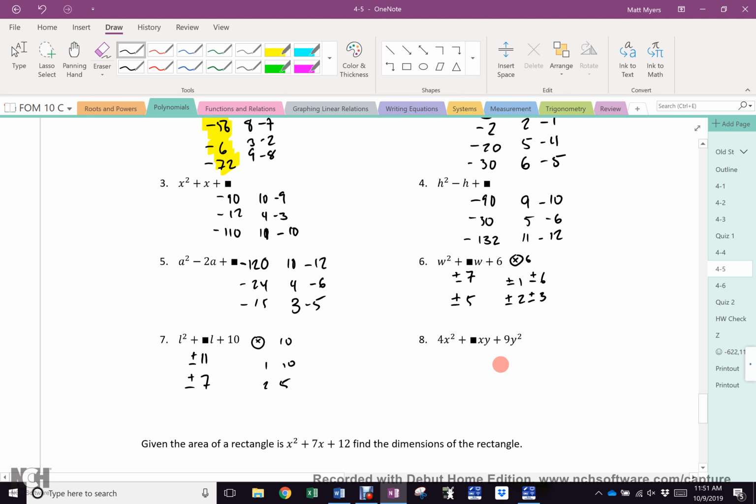No, but we have done stuff that looks like this. What is special about 4x squared and 9y squared? They're both perfect squares, yes? But this one's positive. So could this be 0? Can it or can it not be 0? When that one's positive, this can be 0? No. What would this have to be for that to be 0? Negative. Then we'd have a difference of squares, wouldn't we?